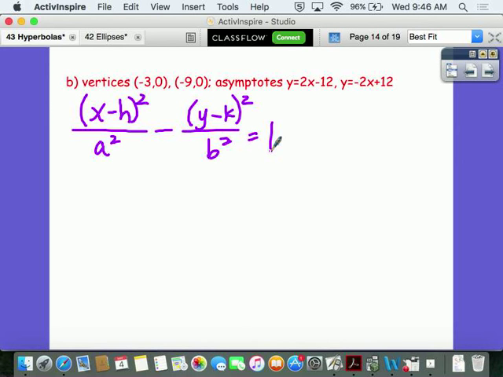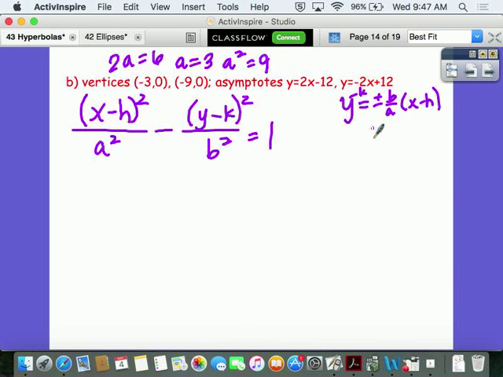How far apart are my vertices? 6. So we know 2a equals 6, which means a equals 3, and a squared equals 9. This is why I said be careful. Because it's horizontal, when you're looking at the equation of your asymptotes, is it a over b or b over a? For horizontal it's b over a. So your slope for your asymptotes is plus or minus b over a.